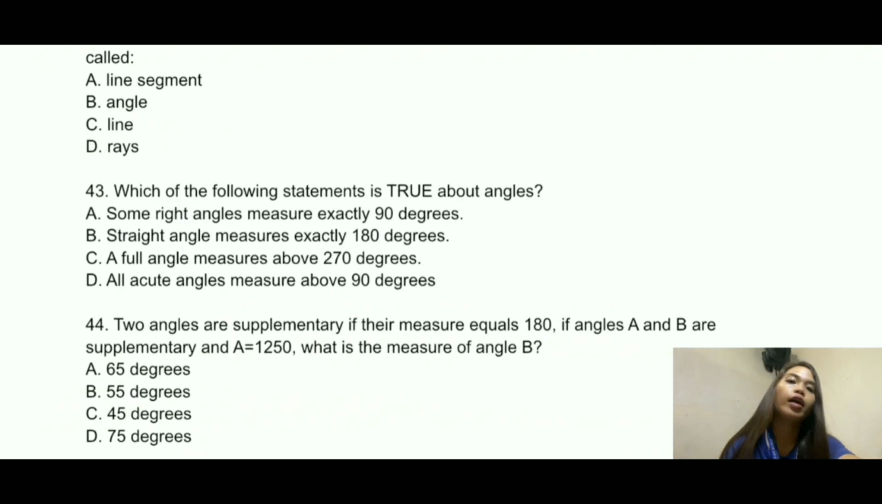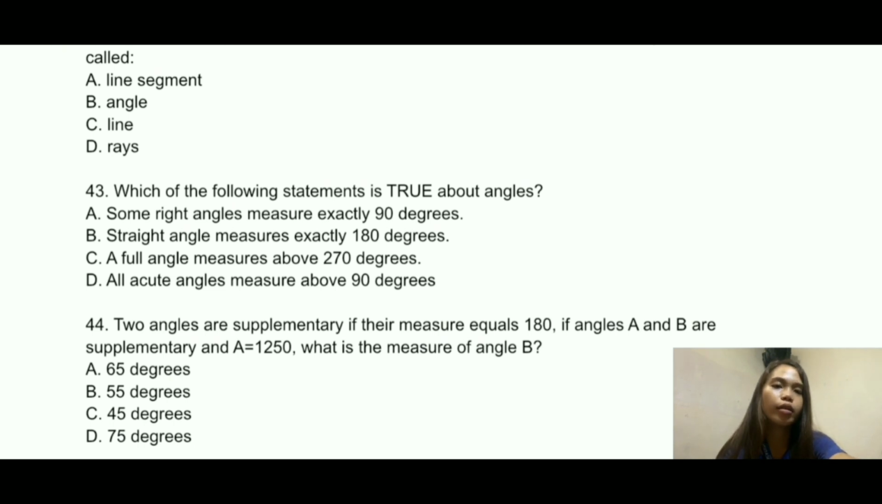And 42, if a motion is applied to a point until it reaches another point, then the object so formed is called blank. Letter A, line segment; letter B, angle; letter C, line; letter D, rays. The correct answer for this item is letter A, line segment.